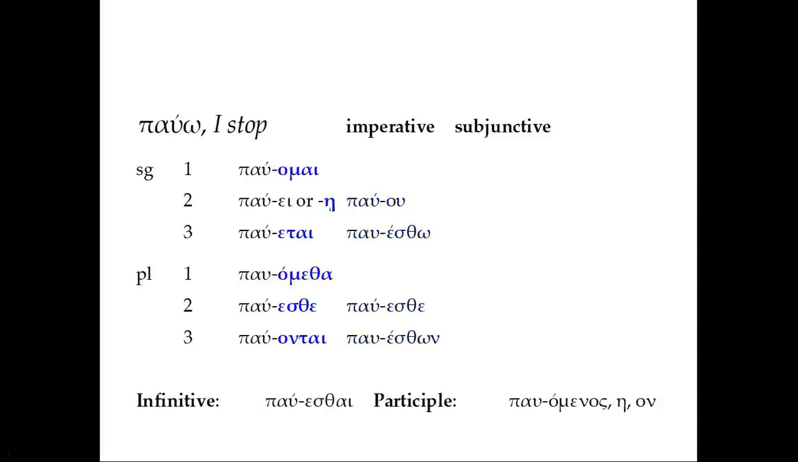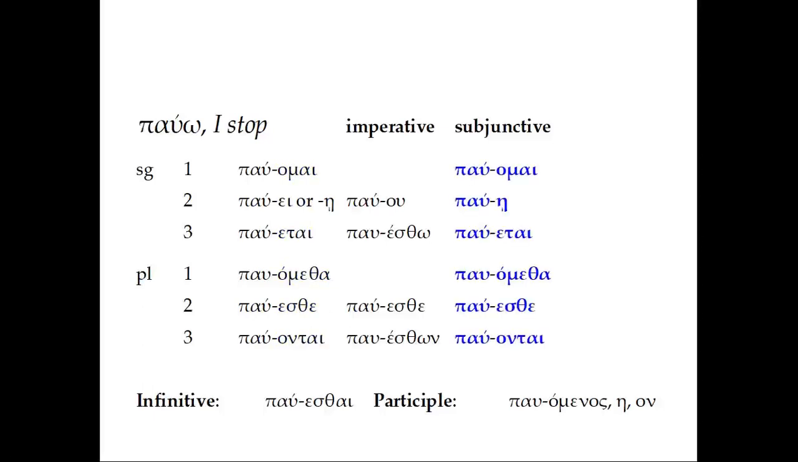For the subjunctive, we're actually going to take our endings from the indicative. We're going to take those whole forms there. And what's going to happen, the only difference between the subjunctive and the indicative is going to be that our thematic vowels, which we just talked about, the omicron and the epsilon, are going to be lengthened in the subjunctive. And there's going to be no change in that second person singular.